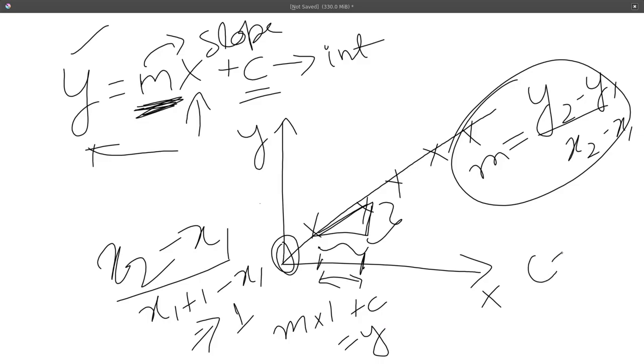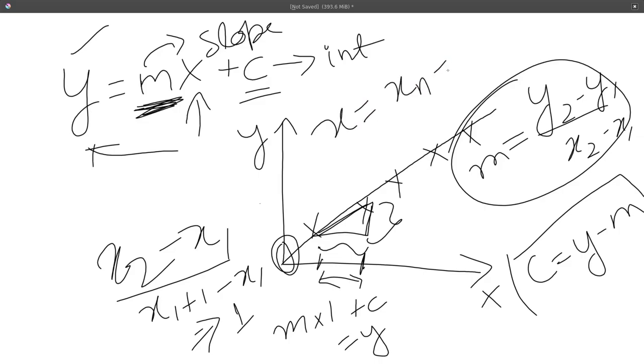Now what is the value of c? C now equals y minus m, right? So this is the value of c. For example, if x is equal to 0, or x is equal to xn minus xn, then c will automatically become y, right? So this is the value of the intercept.